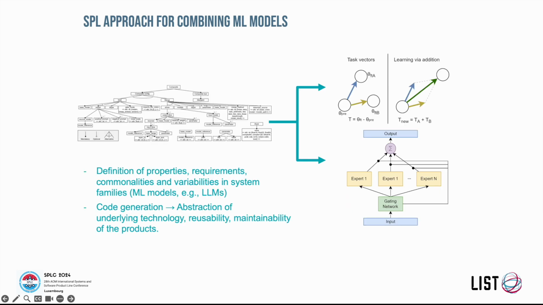So basically the benefits this approach brings us are the definition of properties, requirements, commonalities, and variabilities in the system family of machine learning models. And also it allows us to generate specific code for specific configurations. This way we abstract from the underlying technology, and we benefit from reusability and also maintainability of the products, which in this case are the LLMs.